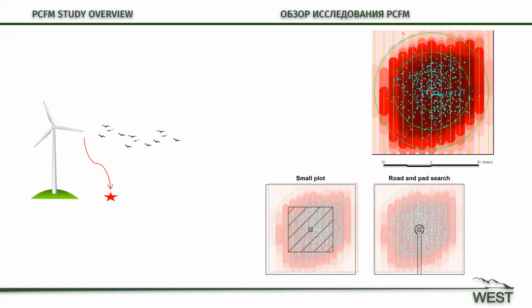And to adjust for this bias, we estimate the fraction of carcasses that fall within the searched areas. This is called the density weighted proportion of area searched. It's a terrible term. Sometimes we just call it the area correction because it's easier to say.